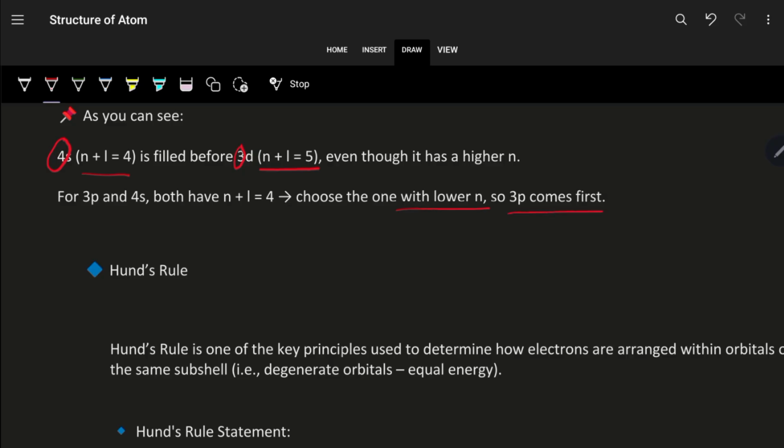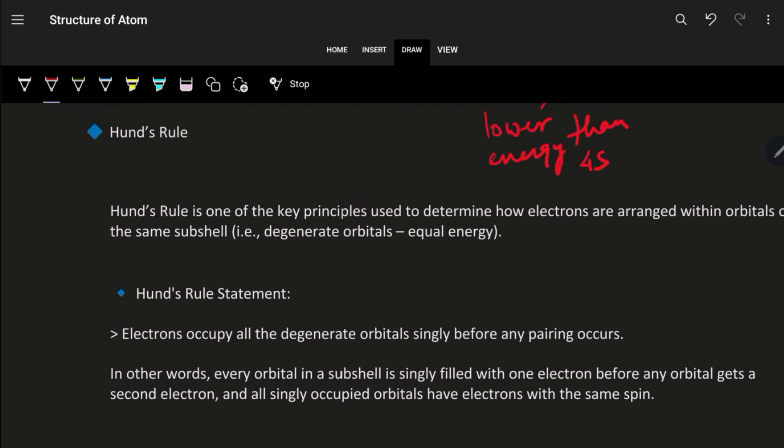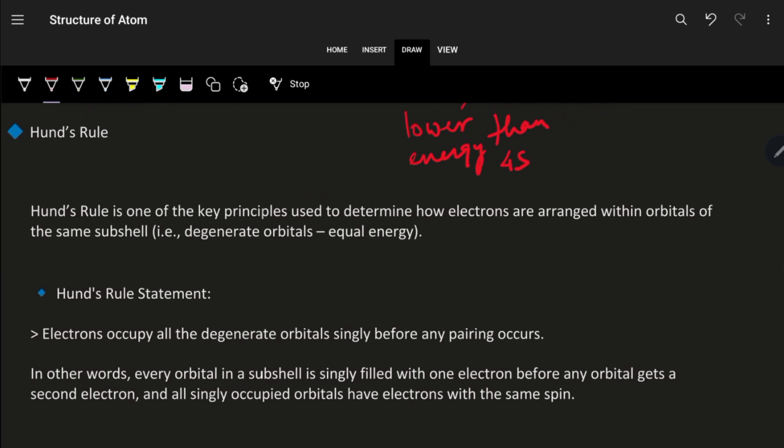So 3p comes first, and so it has lower energy than 4s. Okay. So now Hund's rule of maximum spin multiplicity. Here Hund's rule says that it is one of the key principles used to determine how electrons are arranged within orbitals of the same subshell. Why the same subshell? Degenerate orbitals having equal energy. So electrons occupy all the degenerate orbitals singly before any pairing occurs.